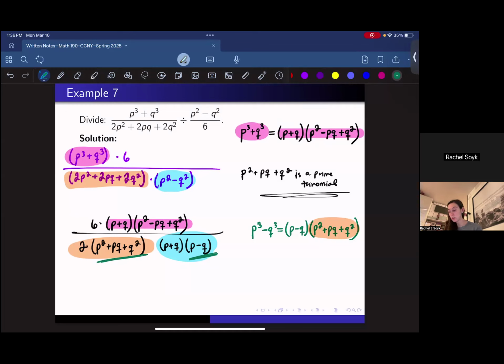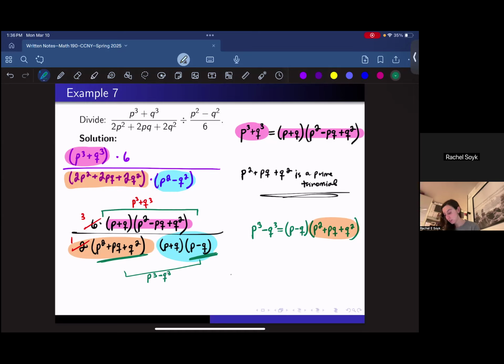And then we have a P minus Q over here. So what we can do is we can maybe keep the pink as P cubed plus Q cubed. And then we also see the 6 and the 2. 2 goes into 6 3 times, 2 goes into 2 once. And so if we keep that pink as just P to the third plus Q to the third, and then the green is our P to the third minus Q to the third.